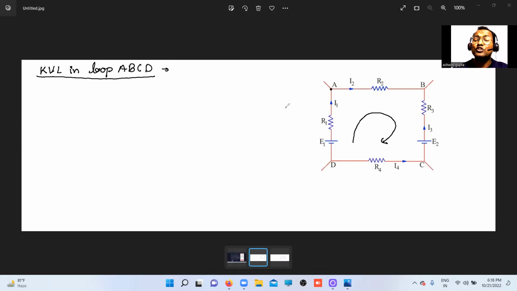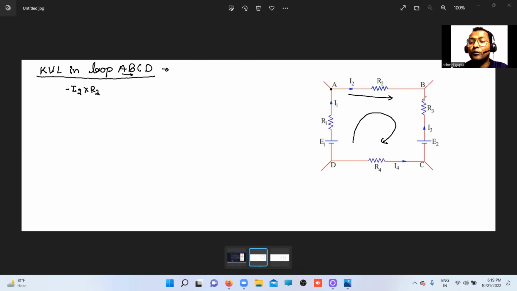Okay, so we have started moving from A to B. Once we move from A to B, what do we observe? We observe there is a resistance R2. Since we are moving in the same direction as the current, the potential drop will be considered as negative. So it will be minus I2 into R2, as the circuit has shown. Again, we have reached the point B.